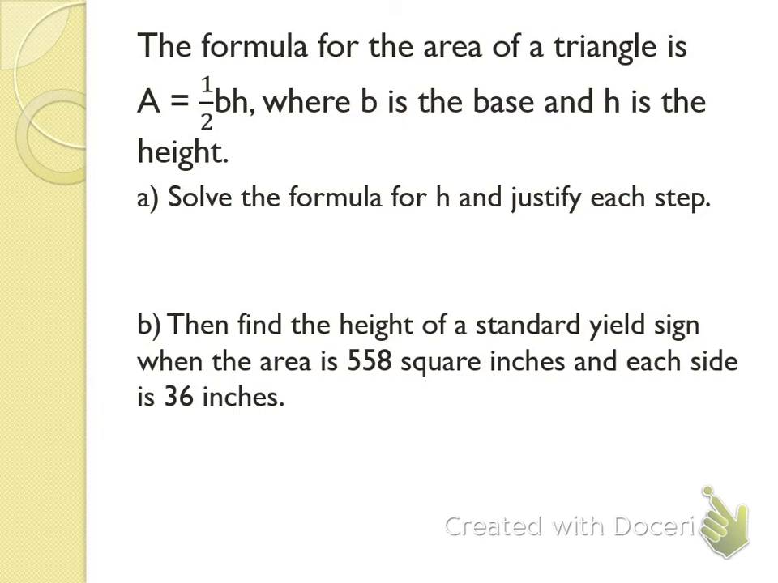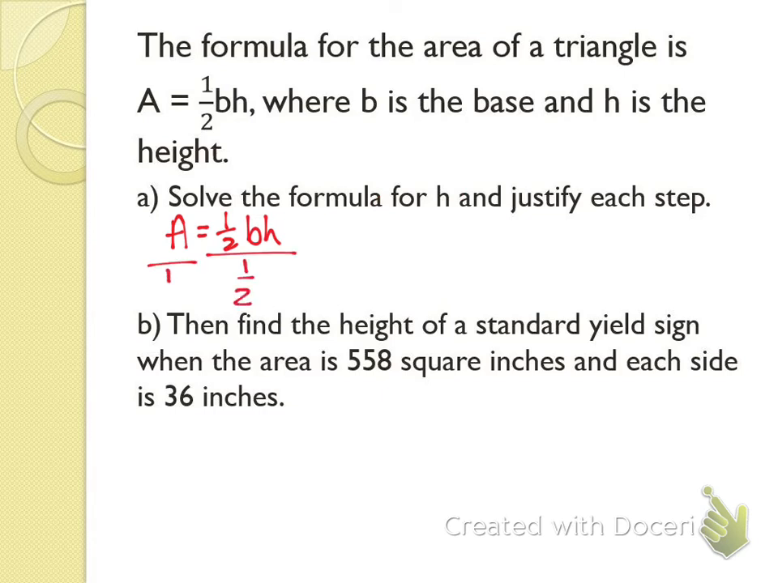But we have a formula, and it's 1/2 BH, where B is the base and H is the height. This is the area formula for a triangle. We're going to solve the formula for H. So we got A equals 1/2 BH. So what's happening when all of them are written next to each other? They're being multiplied. So a lot of people would want to divide by 1/2.